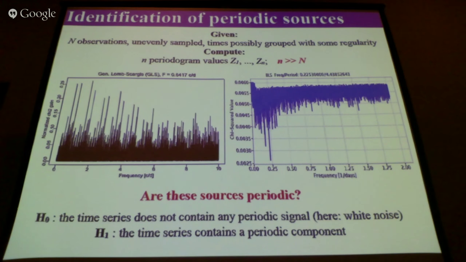Now, we put a null hypothesis that the time series does not contain any periodic signal, but it must be more precise than that. Here, I will use a white noise assumption. First of all, because this is what is tractable, the easiest to handle. And second, because for now, for Gaia, we don't have any positive confirmation that the noise is correlated. Laurent also said that it is still too early to decide on the studies on that. And the alternative is, of course, that it depends on the case.